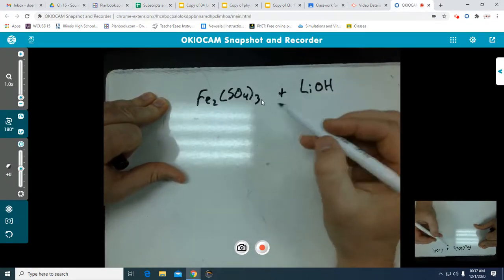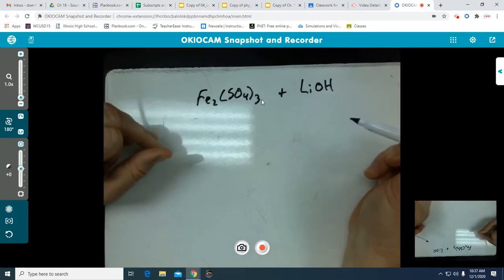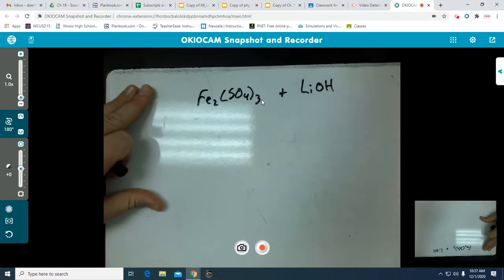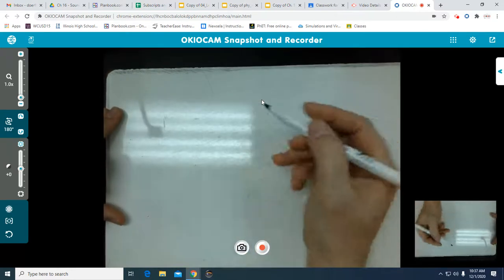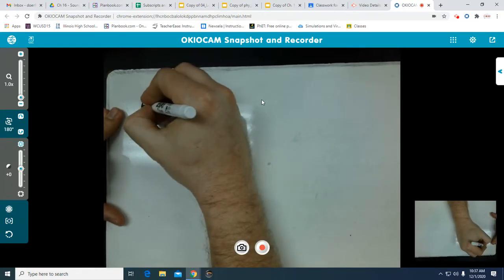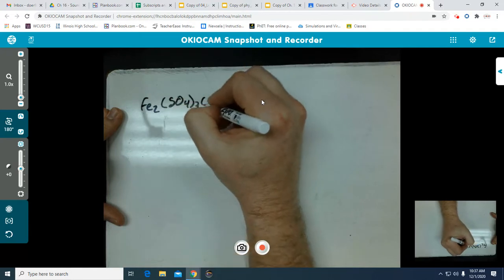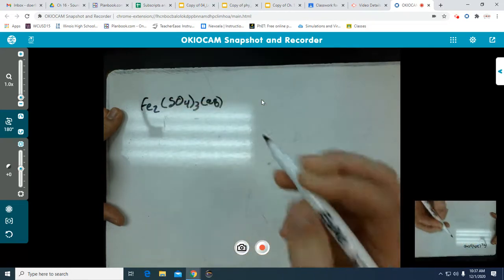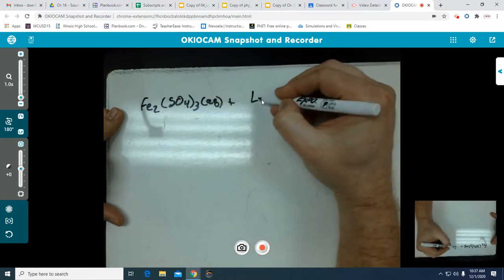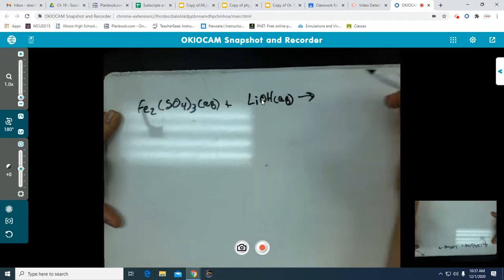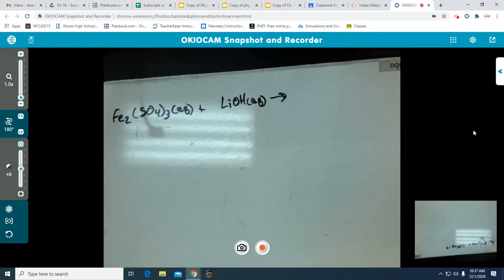That's what is reacting here. We need to predict what the products are going to be. You know what? I'm going to rewrite this, to where I can then go into part B. So we have Fe2(SO4)3, and it is aqueous, so I put an AQ there, plus LiOH. It is also aqueous. They are going to yield the products.